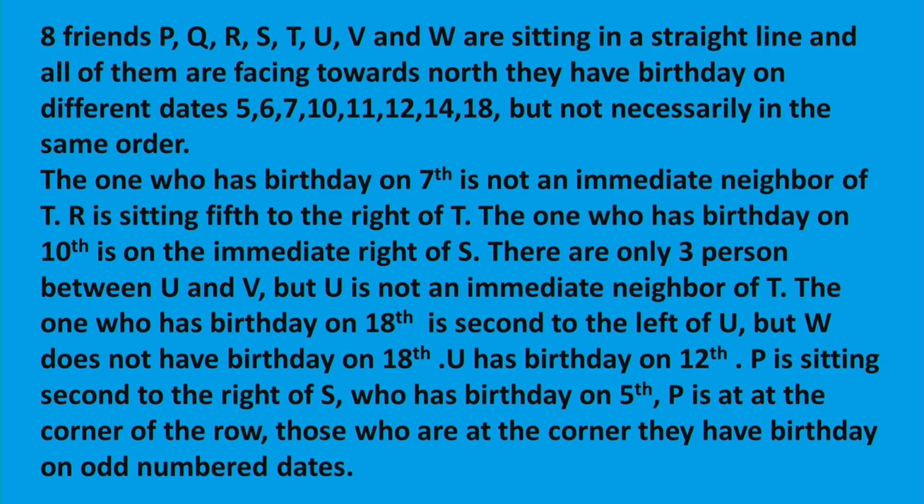They are sitting in a straight line, and all of them are facing towards north, means it is a linear arrangement. Moreover, each and every one is facing towards north. Somewhere, somehow, it is a normal format when each and every one is facing towards the north direction, or each and every one is facing towards the south direction. Okay, they have birthdays on different dates also, and the dates are 5, 6, 7, 10, 11, 12, 14, 18, but not necessarily in the same order. They have different birth dates also.